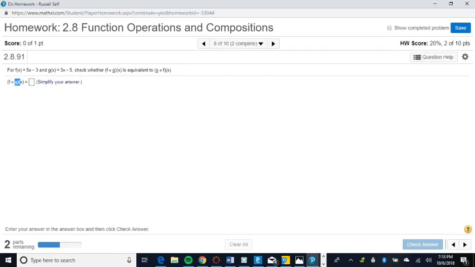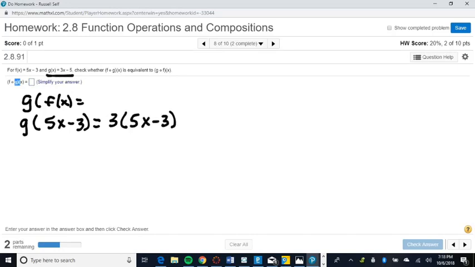Now let's do the other part of it. So we're going to find g of f of x. So plugging in, g of 5x minus 3. So everywhere there's an x, we're going to replace it with that. Again, remember which function we're in. So 3 times 5x minus 3, minus 5. Distributing gives us 15x minus 9 minus 5. Combining our like terms gives us 15x minus 14.